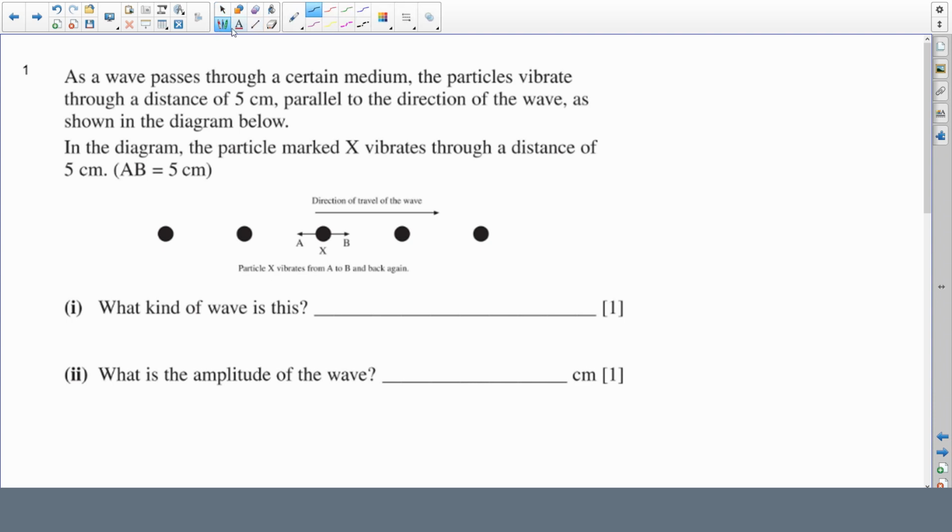You notice that I've read the whole question and made sure that I'm happy with everything that's going on there. I've got my highlighter going, and let's see what we've got.